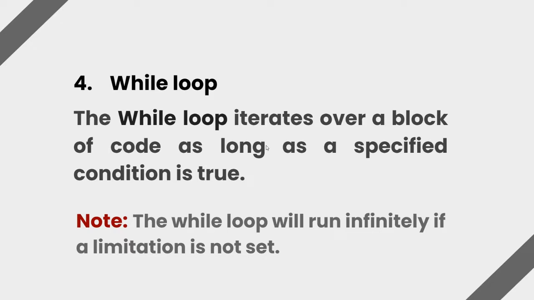So for the next one, we have the while loop. Now the while loop iterates over a block of code as long as a specified condition is true. Now I already talked about this loop from the very first time we were talking about the contents of today's class, and I made mention that the while loop would run infinitely if a limitation is not set.